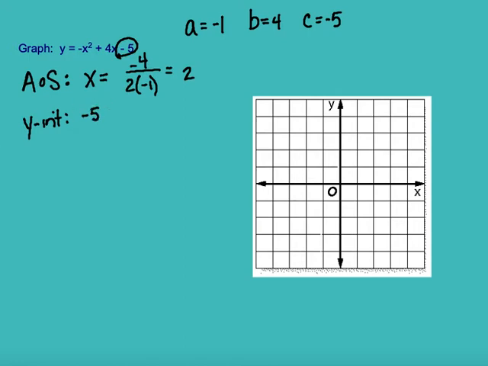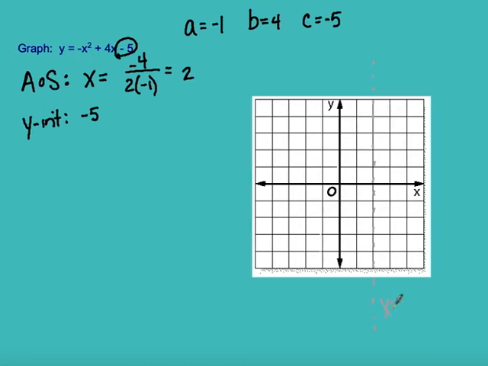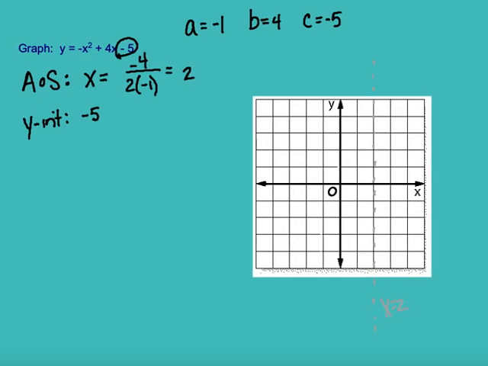So I'm going to just plot some of those important points. So my axis of symmetry is going to be located at 2. So this is x equals 2. And my y-intercept is at -5. 1, 2, 3, 4, 5. That's where we're going to cross the y-axis.